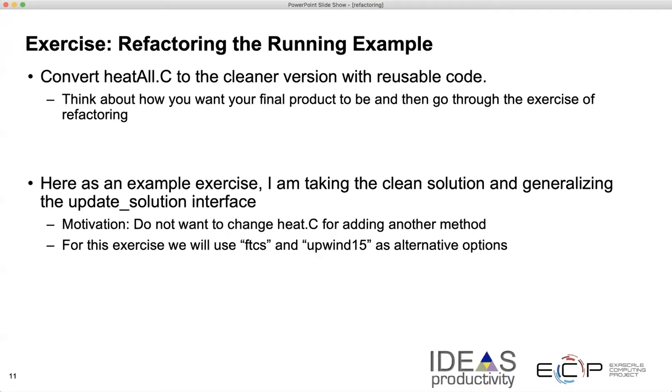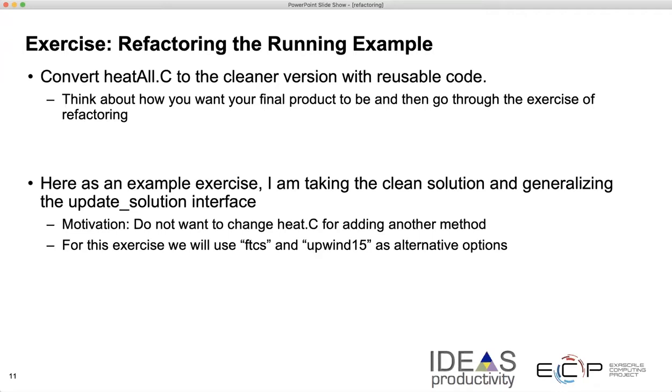But I'm going to work on a smaller example here, and walk through the example step by step. This example is that I'm taking the clean solution and generalizing it. Currently, the way the code is written is that you can select the integration method that you are using at runtime by providing an argument. But the flip side of that is that each one of the integration methods has its own interface. And if you wanted to add another integration method, you would actually have to modify the file heat.c because all of the integration methods are implemented there.